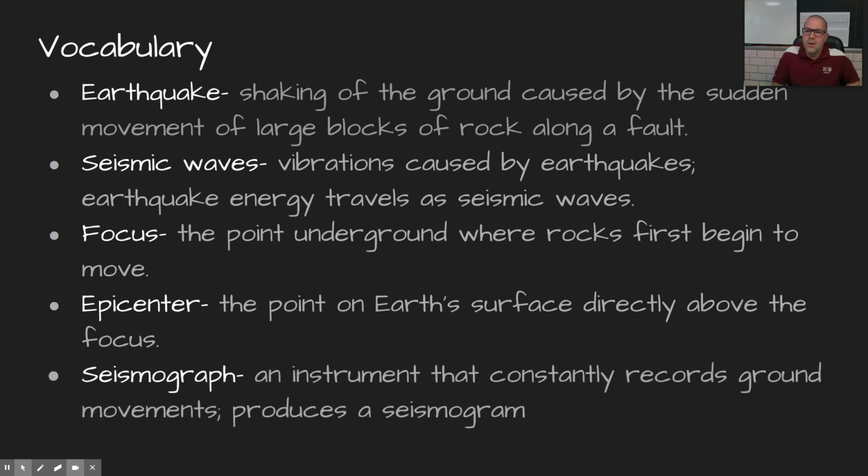Finally, a seismograph. That's the actual instrument we use to record ground movements during an earthquake. And a seismograph will produce a recording called a seismogram, just like in the old days when they used to use telegraphs that produced telegrams. Seismographs produce seismograms.